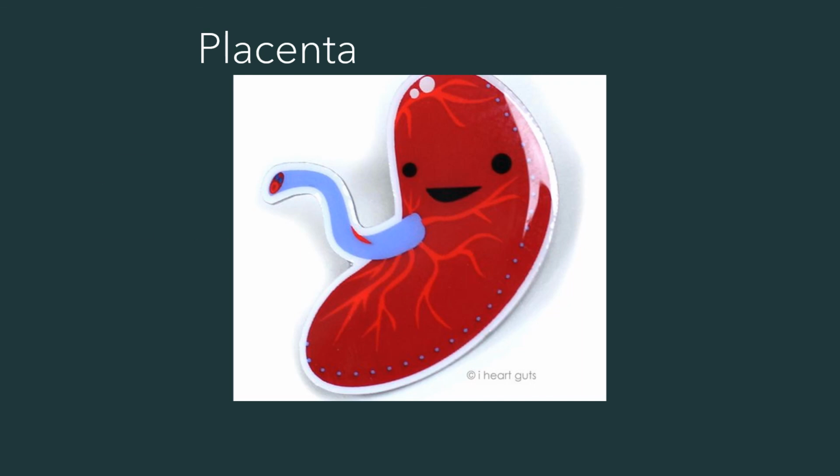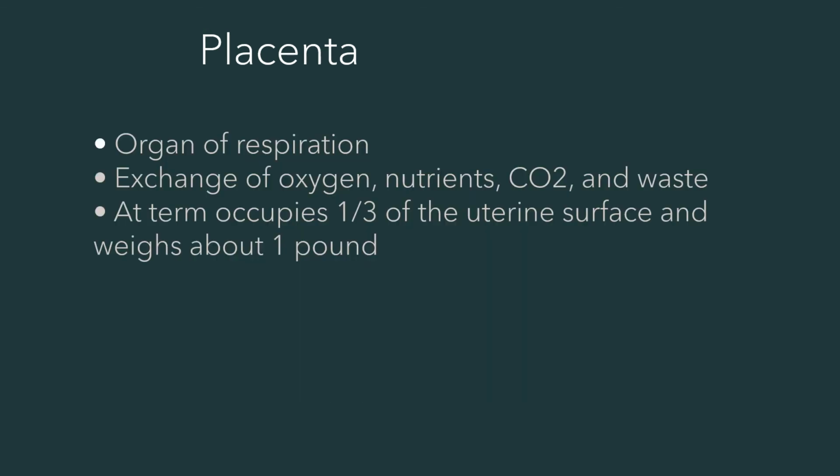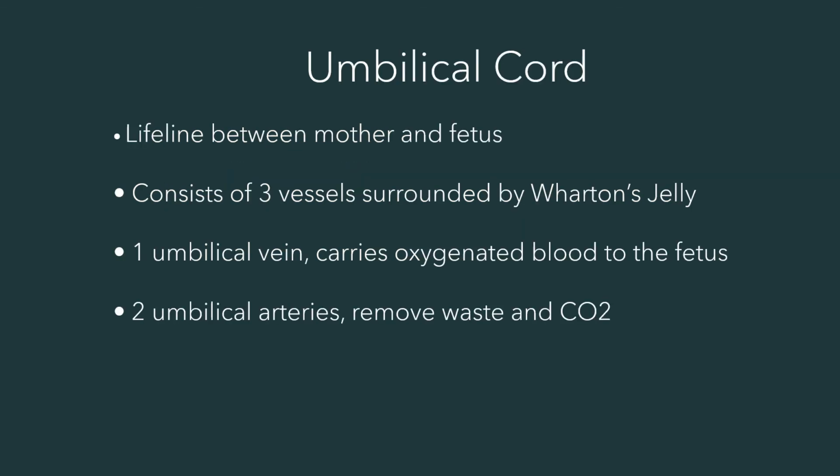Placenta. Organ of respiration during fetal circulation. Exchange of oxygen, nutrients, carbon dioxide, and waste. A term placenta occupies 1/3 of the uterine surface and weighs about 1 pound.